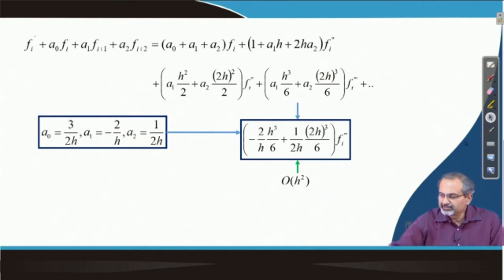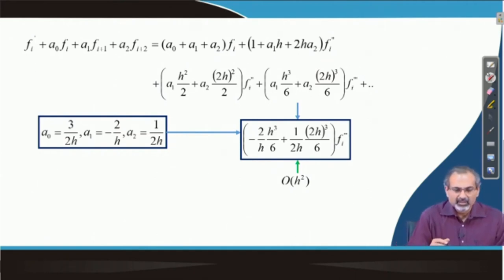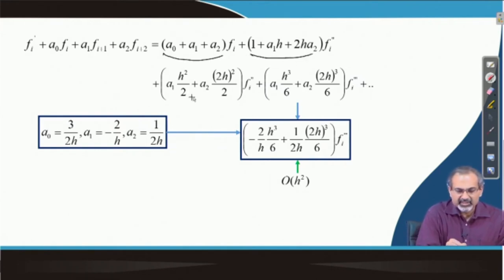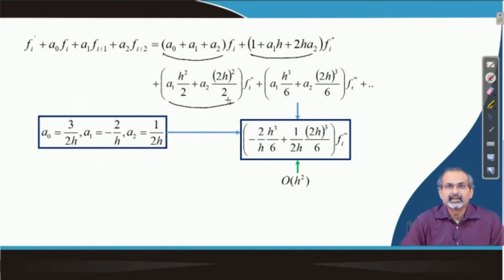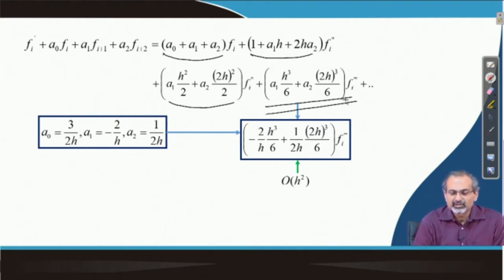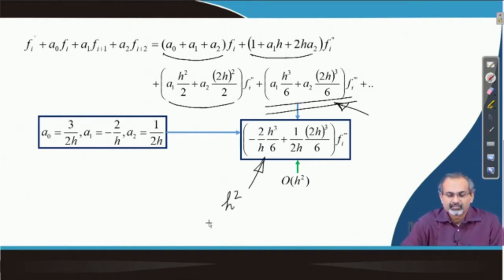So, here what we see is we have these three bracketed expressions set to 0, which helped us calculate the values of those unknown coefficients a naught, a 1 and a 2, and then the leading order term in the truncation error was left here, the one that we just indicated. So, if you now substitute the values of a 1 and a 2 that you have worked out in the bracketed expression, then you find out that this actually produces h square terms. So, that is what we need to show before we can justify that it actually produces a second order accurate scheme.